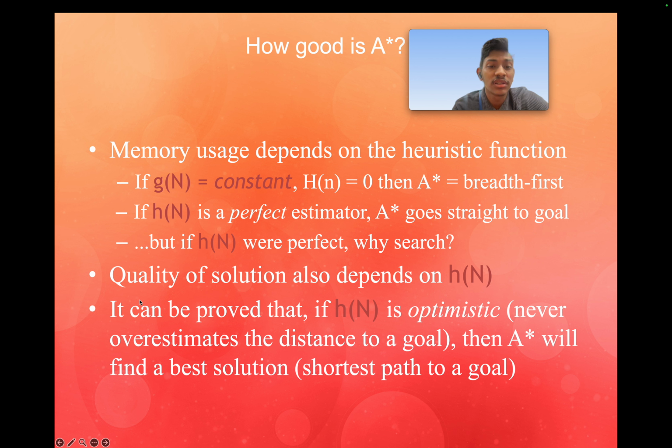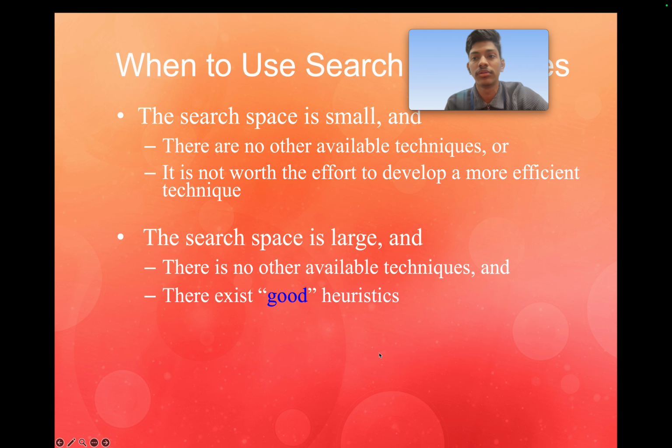So how good is A-star? Memory usage depends on the heuristic function. If g(n) is constant and h(n) is 0, A-star is a breadth first search algorithm. If h(n) is a perfect estimator, it can be proved that if h(n) is optimistic, meaning it never overestimates the distance to a goal, then A-star will find the best solution, the shortest path to the goal.